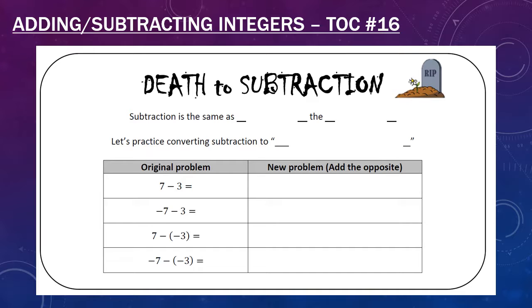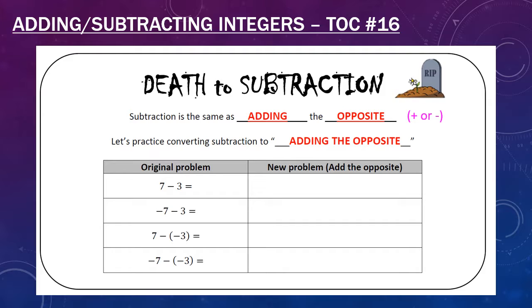So I want you to understand this, that subtraction is the same as adding the opposite. And when I say opposite, I mean positive or negative. So if you're starting with a positive number, the opposite becomes the same number but negative. And if you're starting with a negative number, that same number becomes positive. So remember, opposites are positive or negative. So let's practice converting subtraction to adding the opposite.